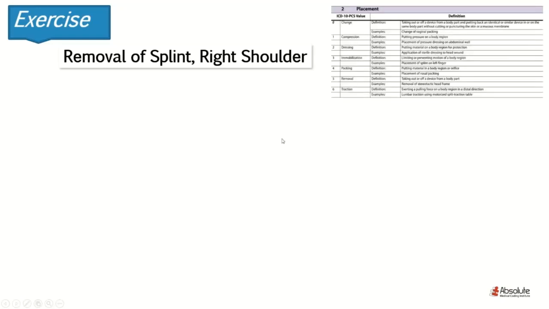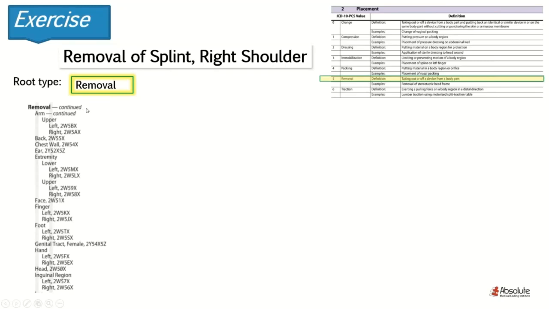Removal of splint right shoulder. Okay, coders, what is your root operation? I'm going to give you a hint. There you go. If you said your root operation is removal, outstanding. Okay, so we're going to look up removal in our alphabetic index. Then we're going to remove what? What are we removing from? This is the right shoulder. So the shoulder is a part of the arm. It's a part of the upper arm, and it's right. And you know what, coders? The code provided is 2W5AX.